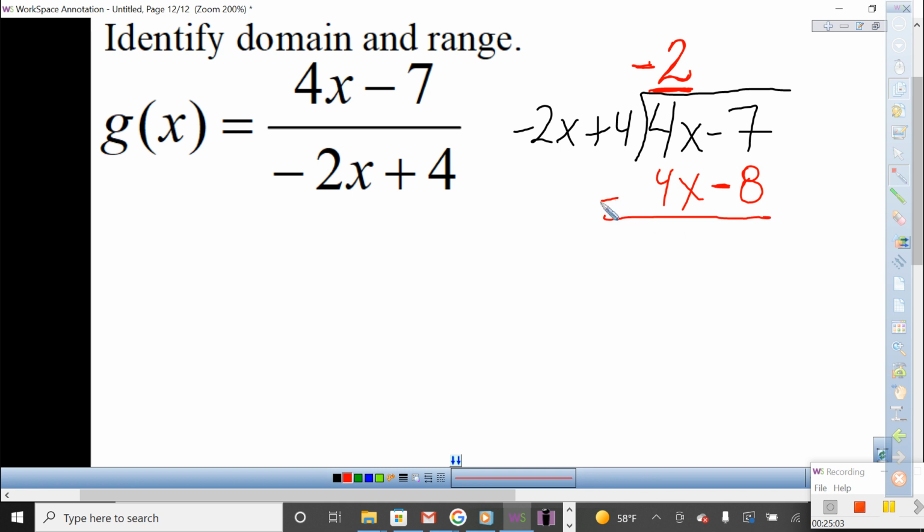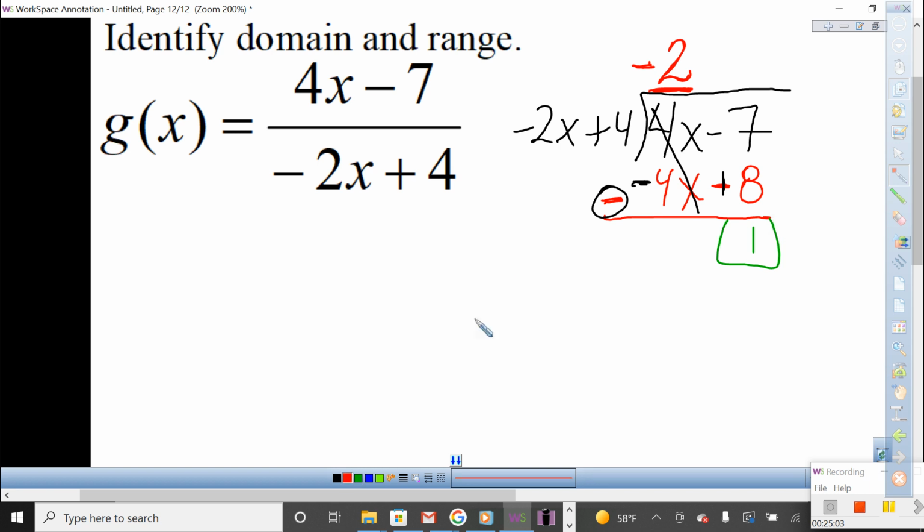We're going to subtract. This is where we distribute this negative to here and change this to its opposite. There it is. These cancel, so we're left with 1. So far so good, yes?